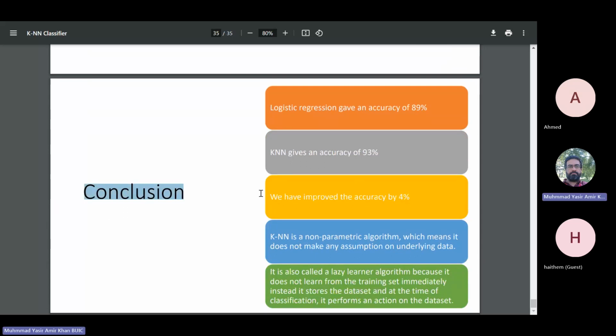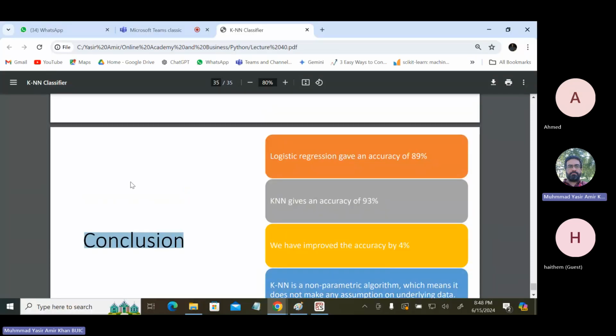Now, before I share the code with you, let's take a quick look. Logistic regression is a type of machine learning technique. In the use case we looked at, logistic regression gave us an accuracy of 89%. Then KNN gave us 93%, so we improved the accuracy by 4%. KNN is a non-parametric algorithm, which means it does not make any assumption about the underlying data. It's also a lazy learning algorithm. So with this, let me show you today's Python code. Let's look at it.